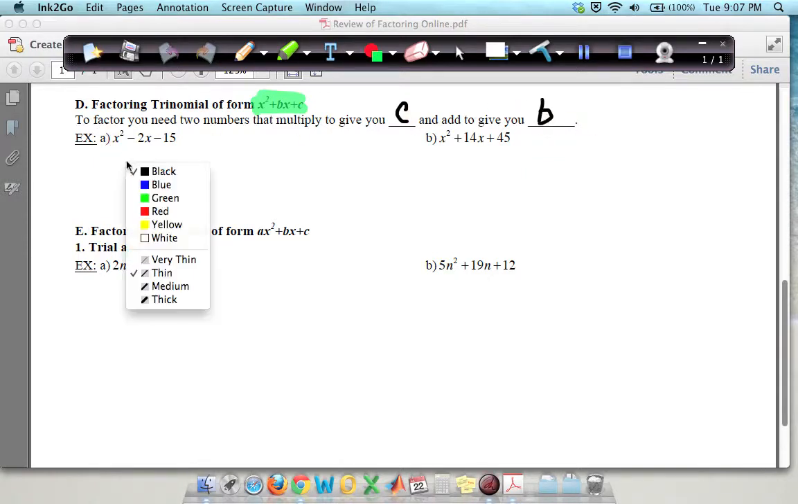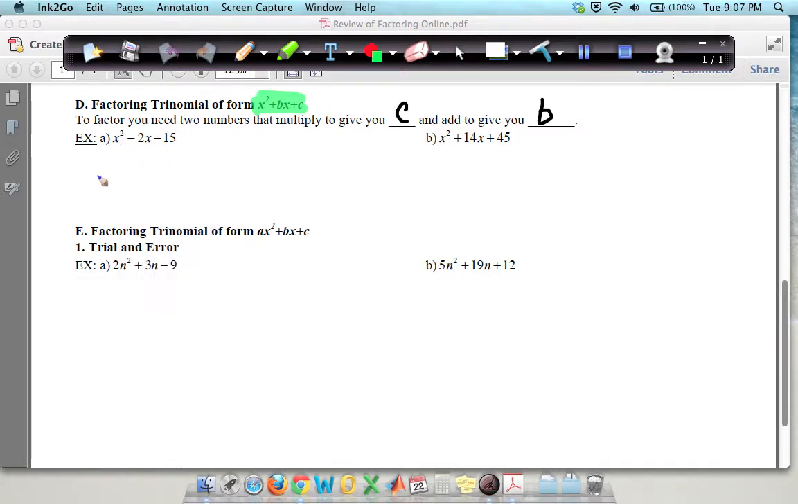Okay, so you always check first, do I have a GCF? Because it makes factoring easier. In this case, I don't, so I'm going to go ahead and draw my two sets of parentheses. And I'm going to start with my first term, x squared. That means it has to be an x and an x.